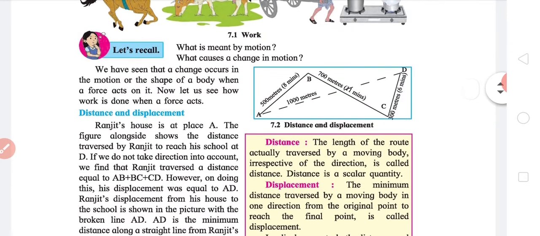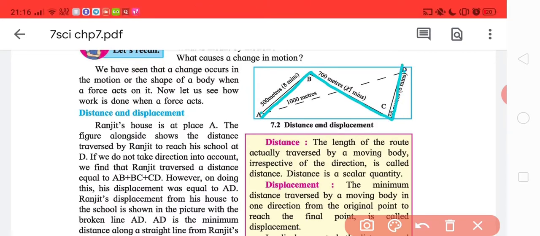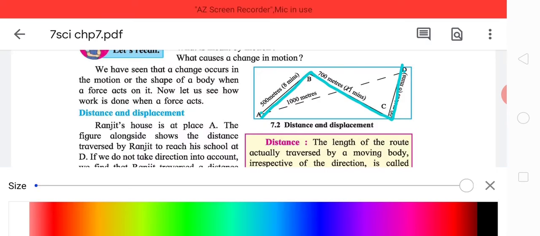Ranjit's house is at place A. The figure alongside shows the distance traversed by Ranjit to reach his school at D. If we do not take the direction into account, we find that Ranjit traversed a distance equal to AB plus BC plus CD. However, his displacement was equal to AD.